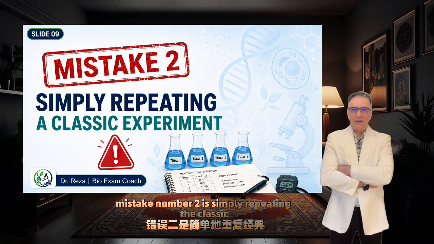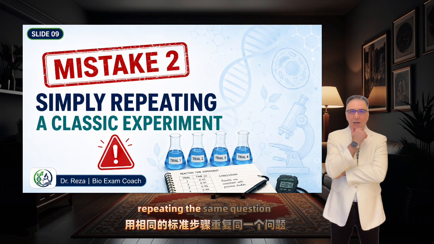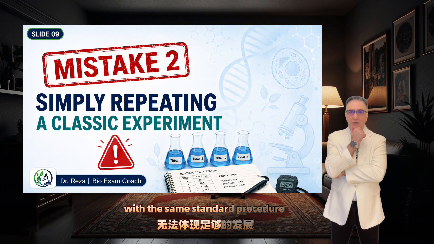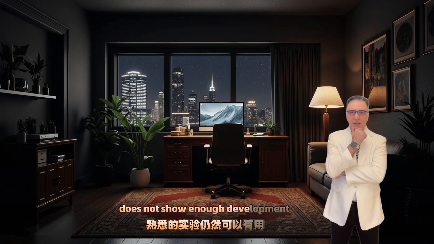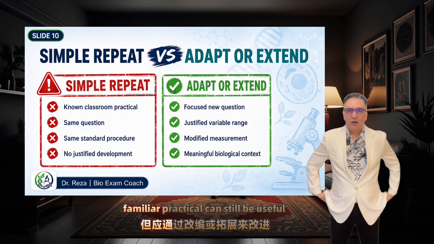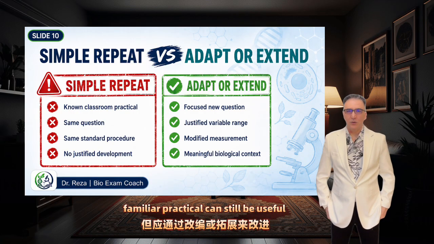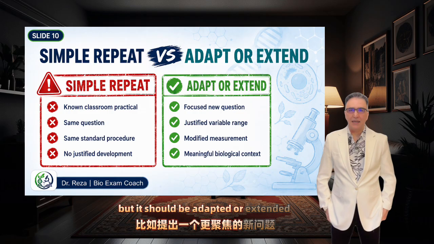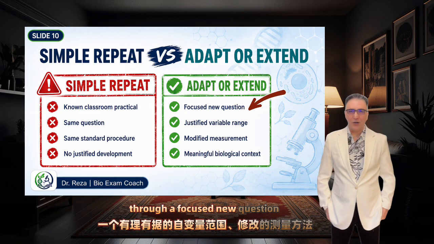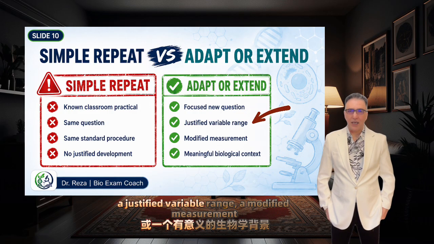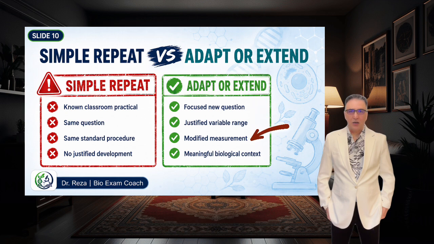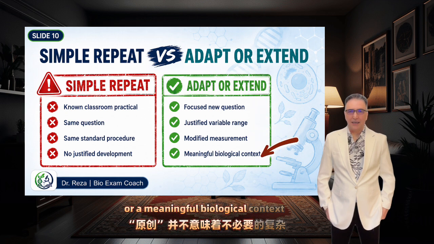Mistake number 2 is simply repeating the classic classroom experiment. Repeating the same question with the same standard procedure does not show enough development. A familiar practical can still be useful, but it should be adapted or extended through a focused new question, a justified variable range, a modified measurement, or a meaningful biological context.